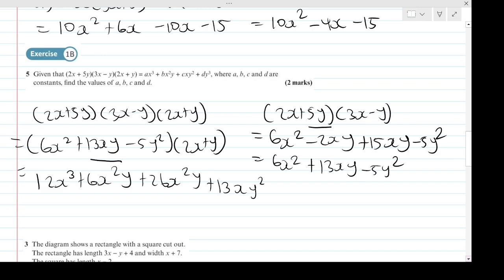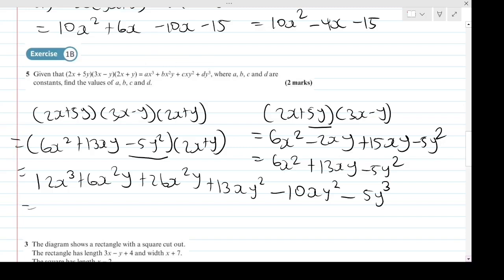Remember, we times y by y. And then lastly, the last term, we have minus 5y squared times by 2x. So that's going to be minus 10xy squared. Then we're going to have minus 5y squared times y. That's going to be minus 5y cubed. Okay. And then can we do any simplification to make it look like this?